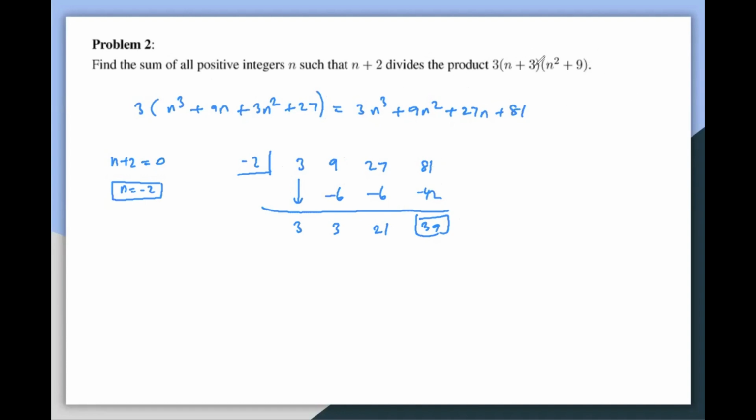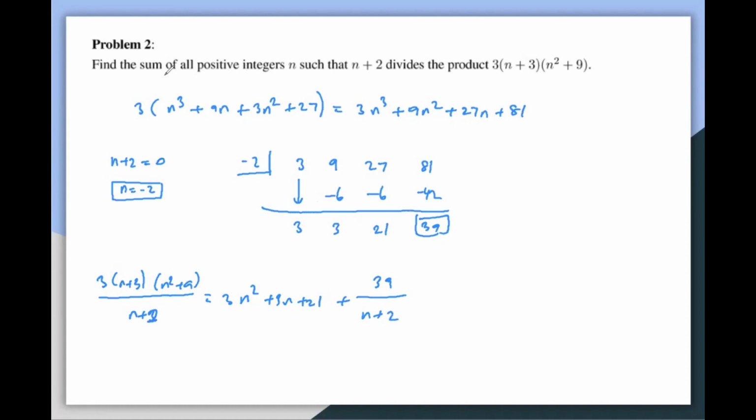So when you divide the expression by n plus 2, we got this quotient. We can just say it this way, right? The 3n cubed plus 9n squared plus 27n plus 81. When you divide this by n plus 2, maybe I should use long division, but it's the same thing. And then we got this as my quotient. So you got 3n squared plus 3n plus 21 plus the remainder, 39 over n plus 2.